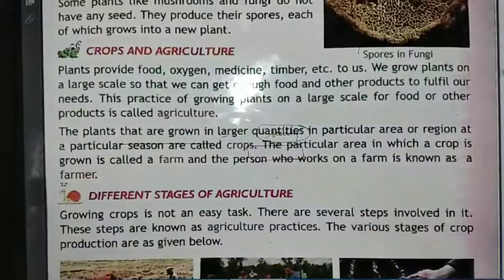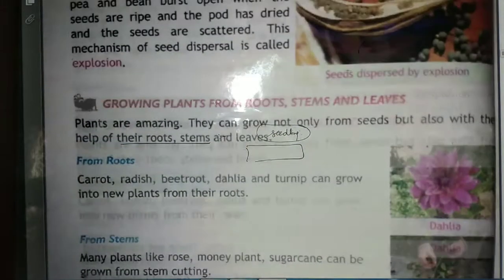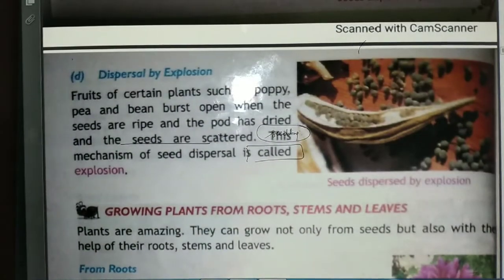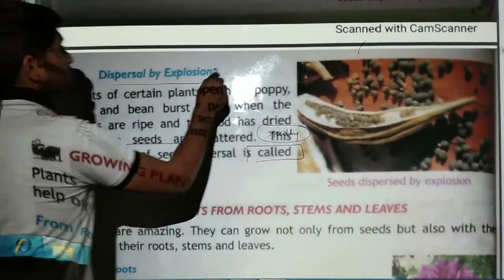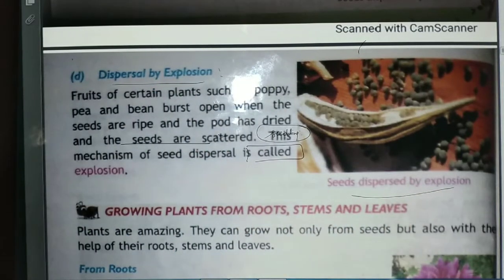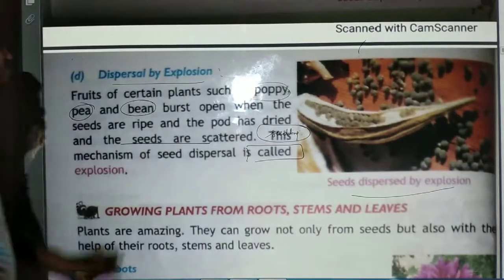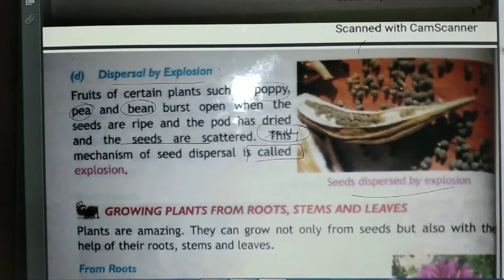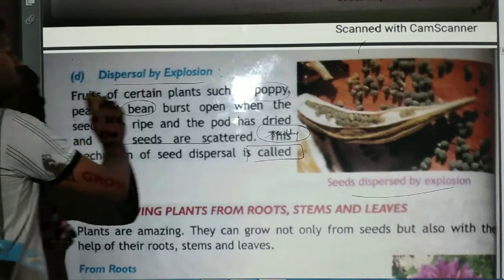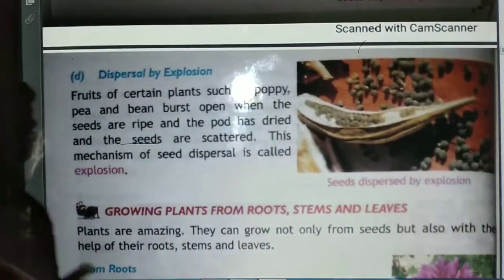That we discussed in our previous classes, that is here, dispersion by explosion. So this is an example of dispersion by explosion, that is the fruit of bean, pea, poppy. So this is the answer of your third question.